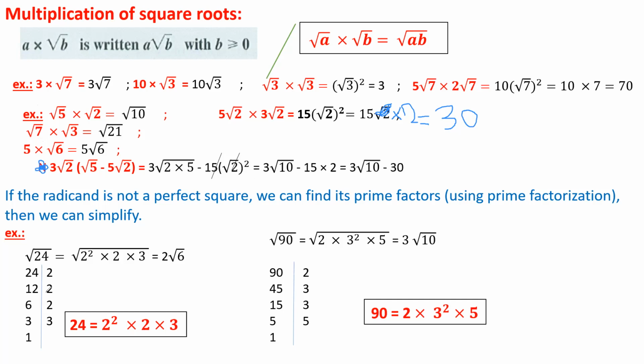Now, I move. If the radicand is not a perfect square, we can find its prime factorization, then we can simplify as I discussed before. These are examples for you to apply.